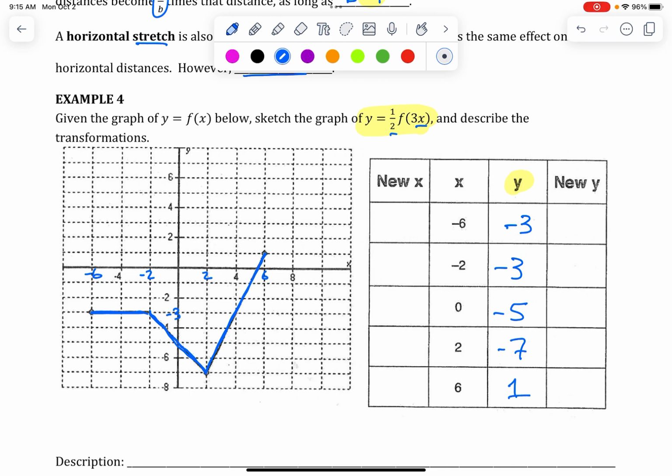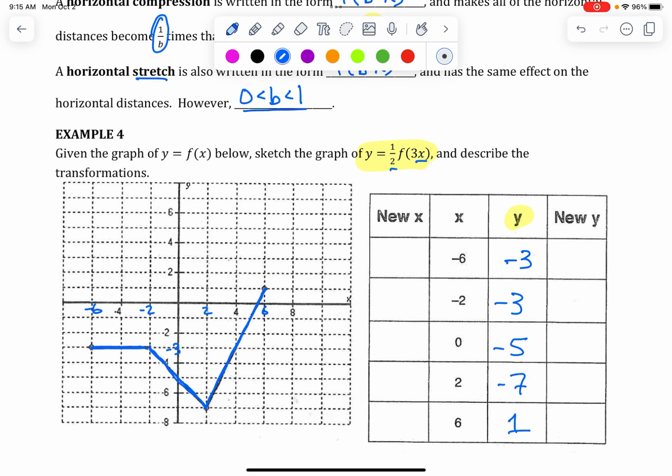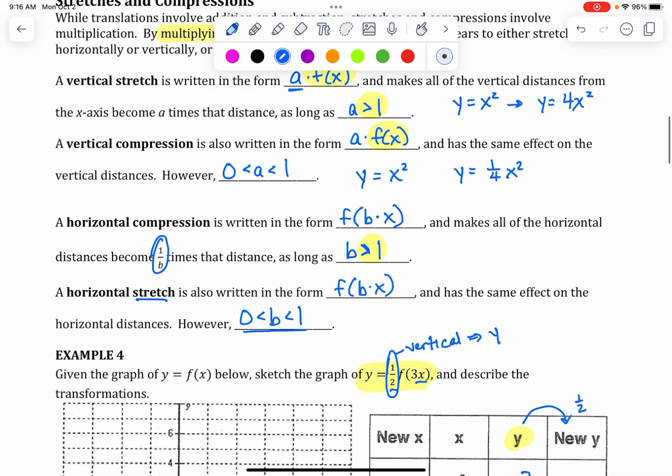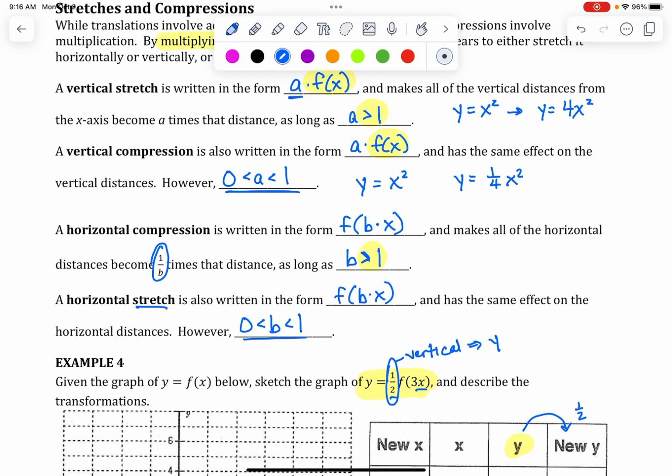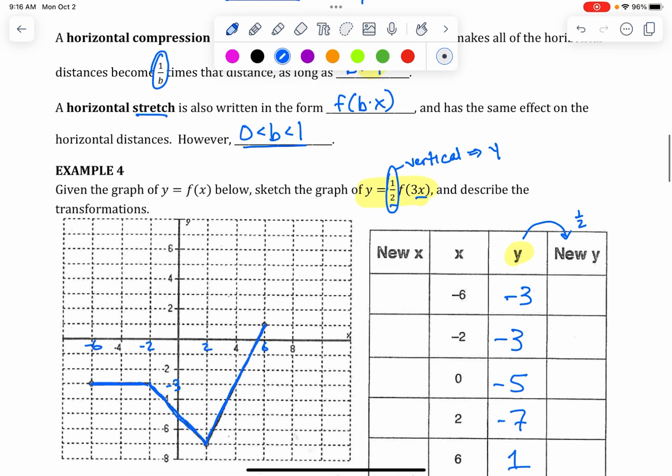All right, let's take the vertical compression or stretch first. So that's going to be the outside number, the 1/2. Since it's vertical, it's of course going to affect the y value. And so take these y values and multiply them by 1/2, right? It's a vertical compression, because we're between 0 and 1. And so we're going to basically take this function and squeeze it vertically and make it shorter, okay? So take all of your y values and cut them in half.